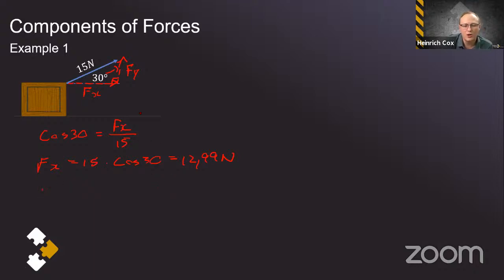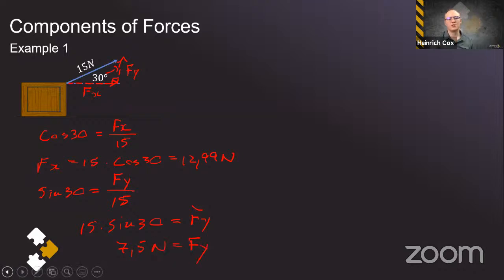And then to find the Y component, because it's opposite the 30 degree angle, that's when we use sine. So sine of 30, we're going to say it's Fy, the opposite, over the hypotenuse, which is 15. And then we get 15 times sine 30 is equal to Fy. You might know your special angles and know that sine 30 is a half. So that then means that 7.5 newtons is equal to Fy. Okay, so that's how we would find the components of that vector there.